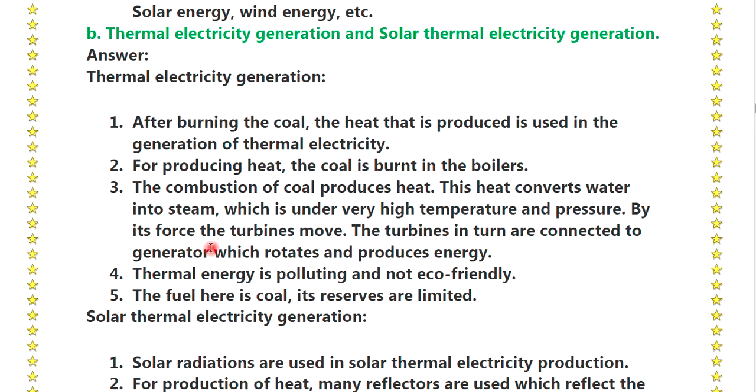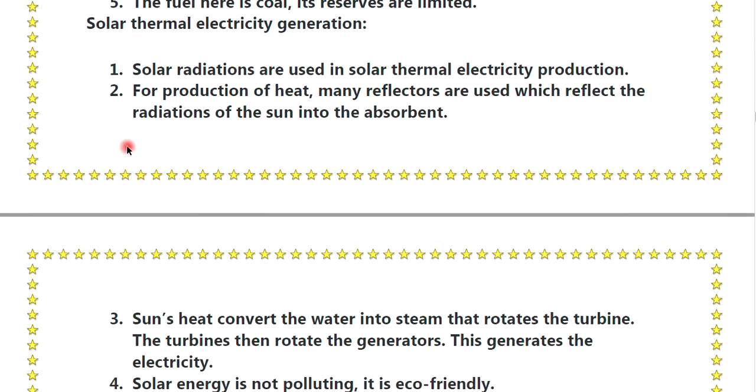By its force, the turbines move. The turbines in turn are connected to the generator, which rotates and produces energy. Thermal energy is polluting and not eco-friendly. The fuel here is coal. Its reserves are limited.